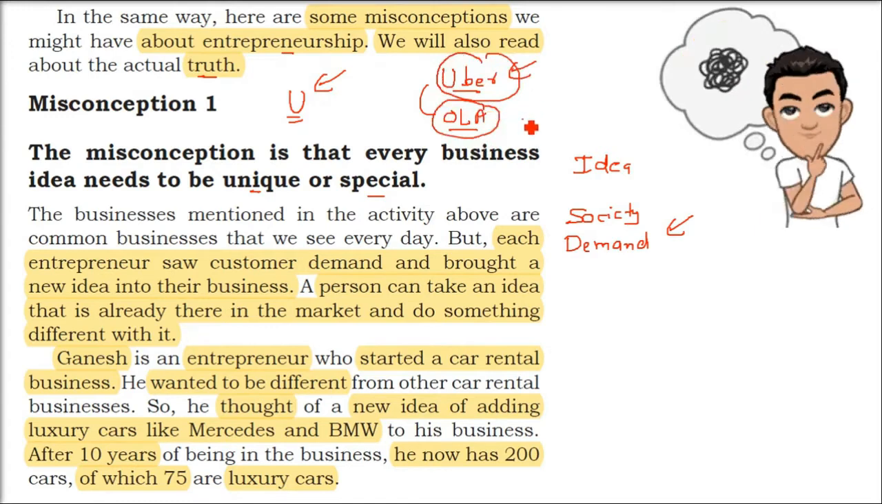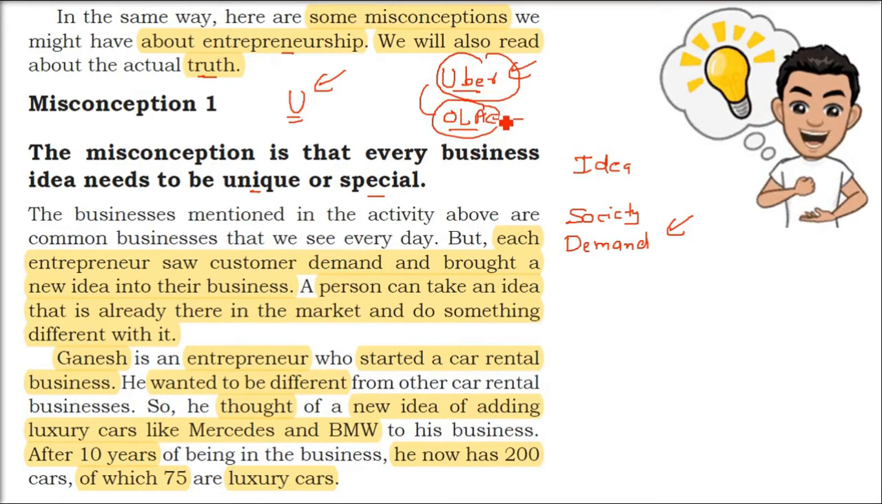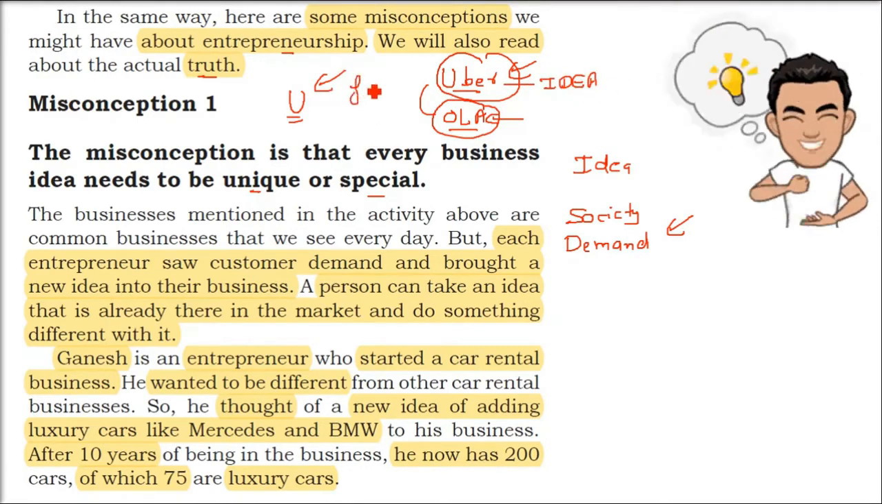It would not have been a success because Uber was already there. I am just saying that when the business idea of Uber was already there, Ola can also come with a different idea, with a different kind of thought, which is already there.